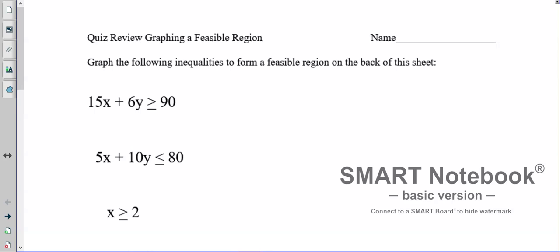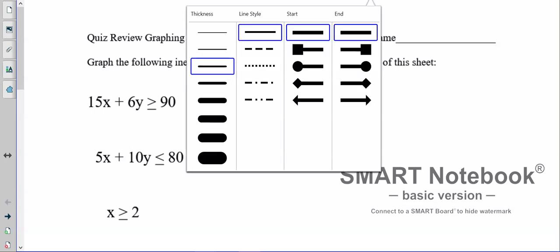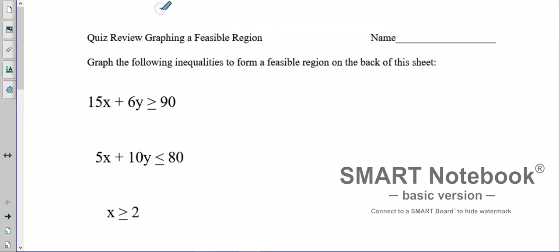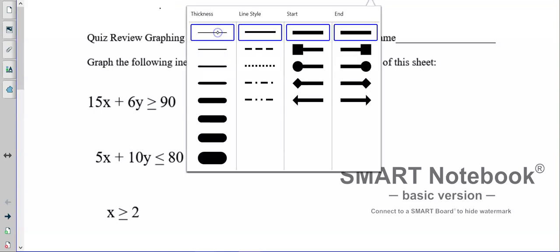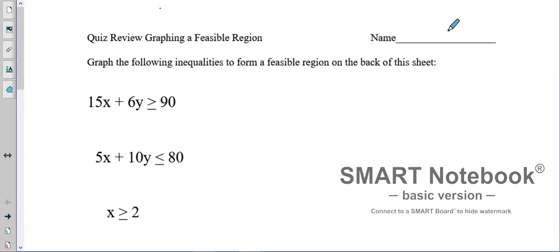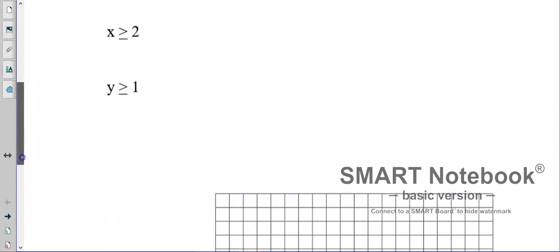All right, so the quiz review for the first part of Unit 2, linear programming. Let me get this set up. All right. So we're going to graph this down here.